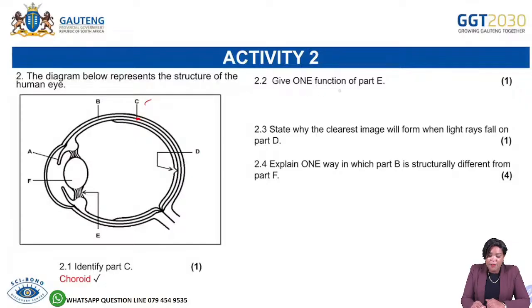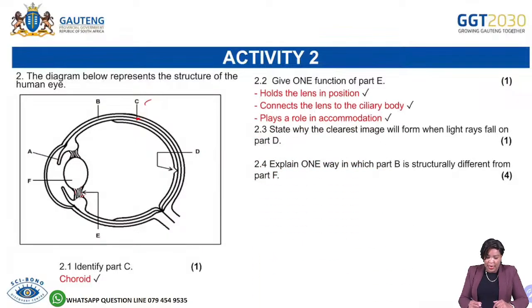It says, give one function of part E. Part E. Now you come to part E. You see part E here. You've already labeled part E. Those things, what are those things? You must know first what they are before you can give the function. So part E is going to be your what?